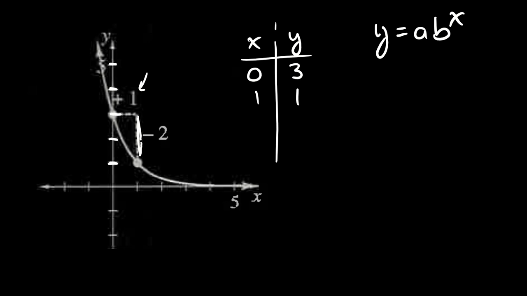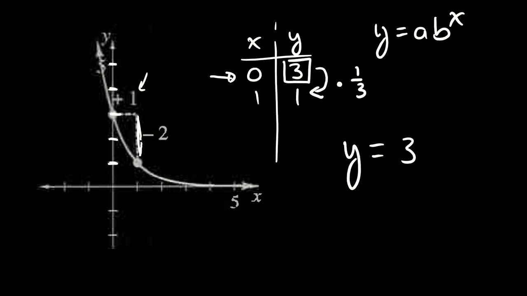And I can also see that if I want to move forward in this list, I have to multiply by the number 1/3. The other thing I can see from this is my 0th term, right, is the number 3. That means that my equation is going to be y equals a, which is my 0th term parameter. So I'm going to say y equals 3 times my multiplier 1/3 raised to the x power.